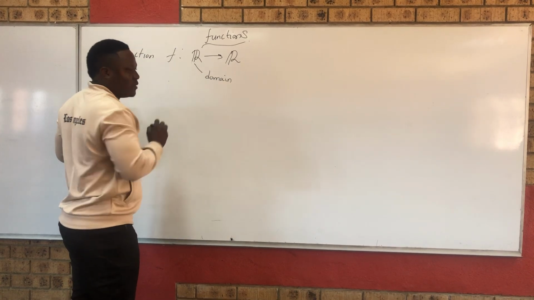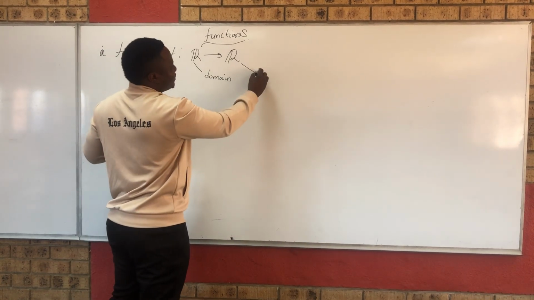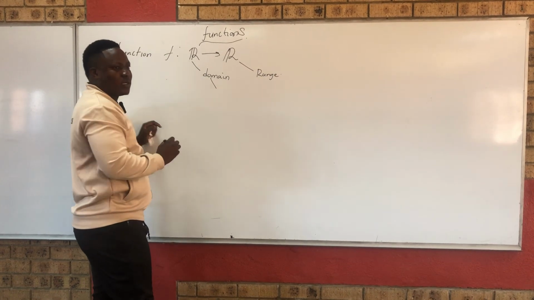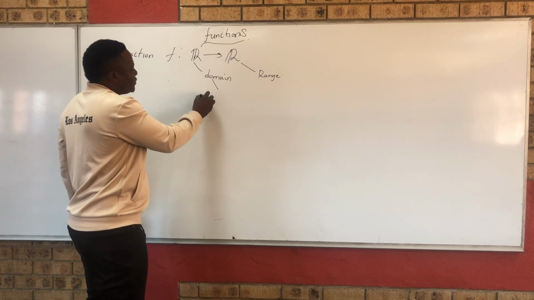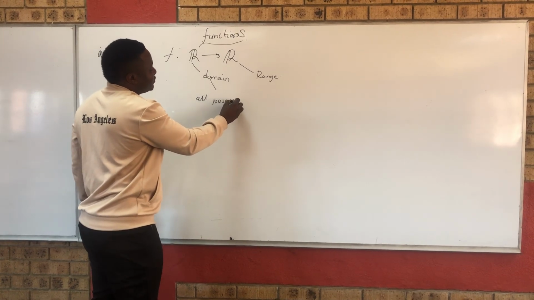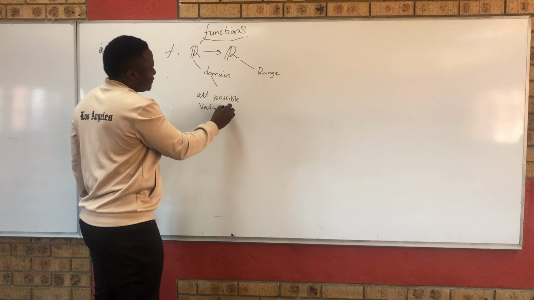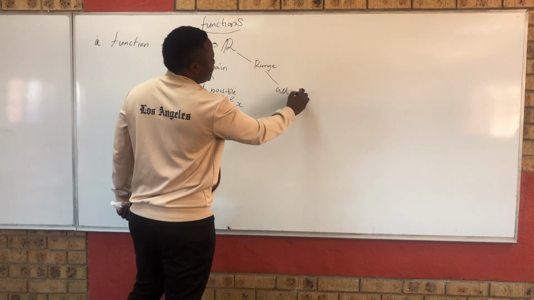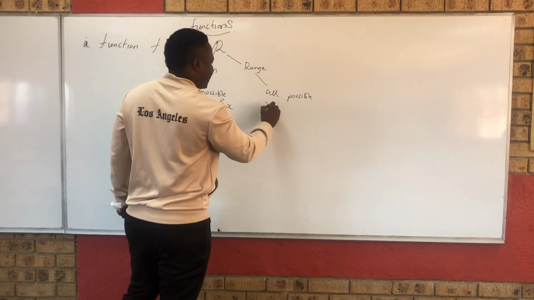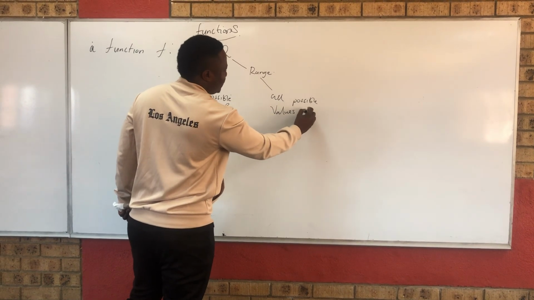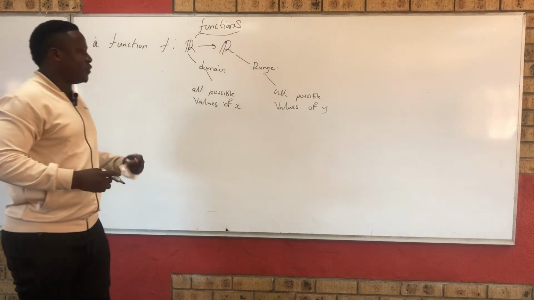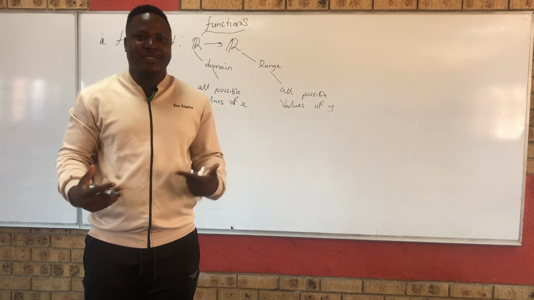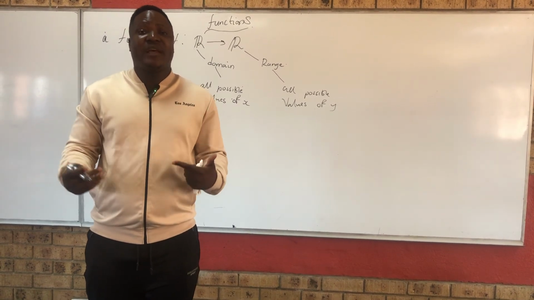This real number part, we consider it as the domain. And this one, we consider it the range. So when we talk about a domain, we talk about all possible values of x. Here we talk about all possible values of y.